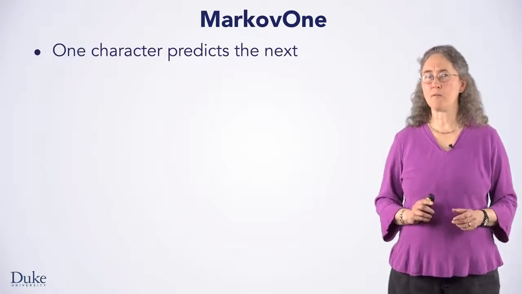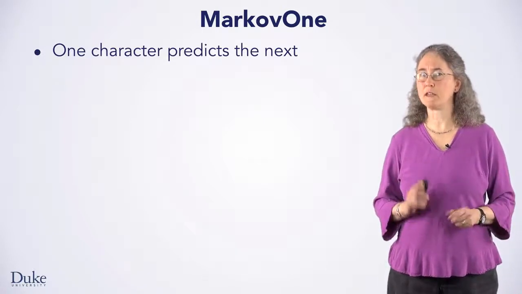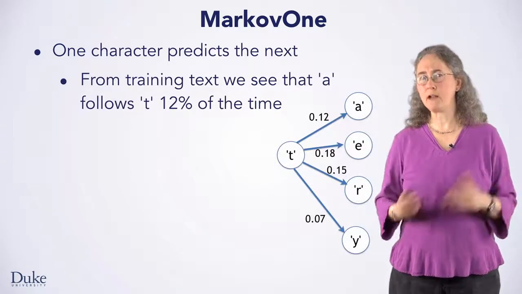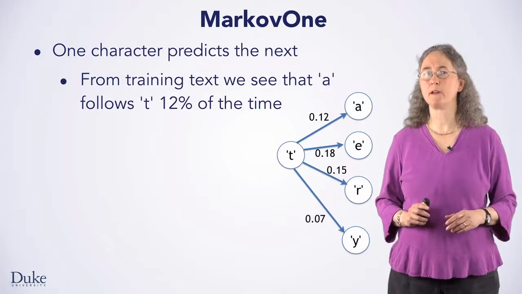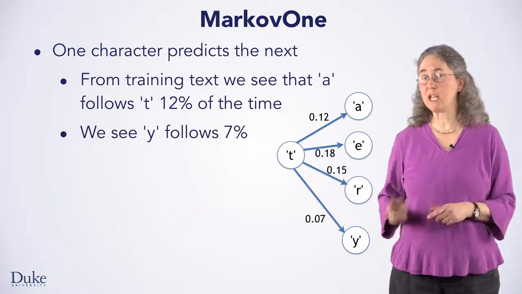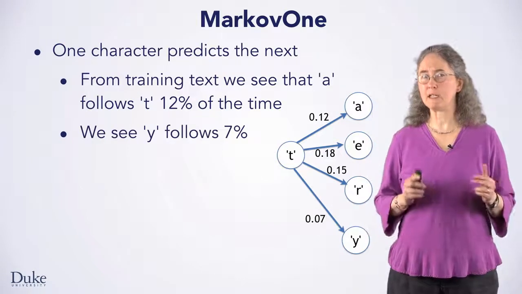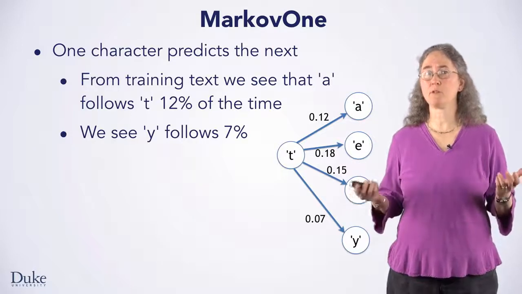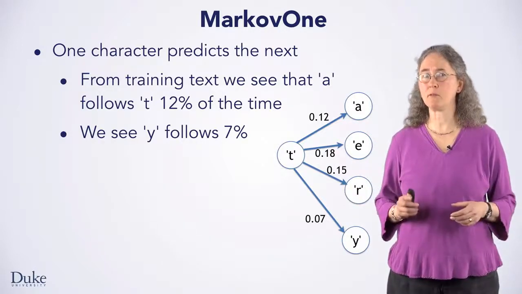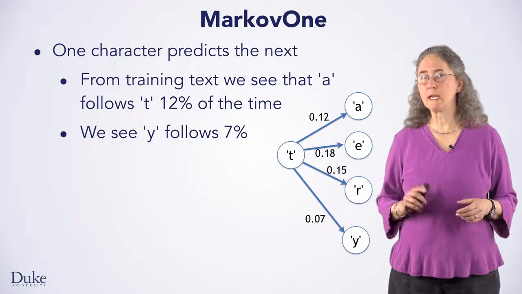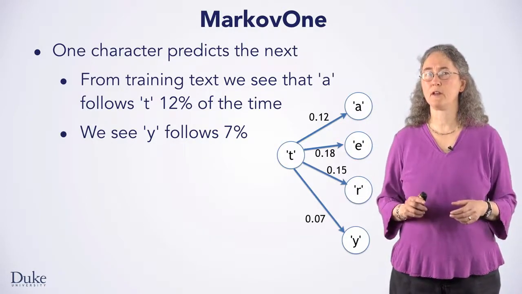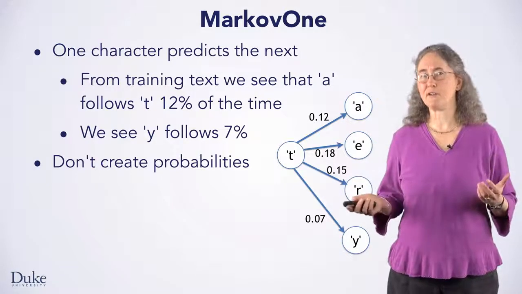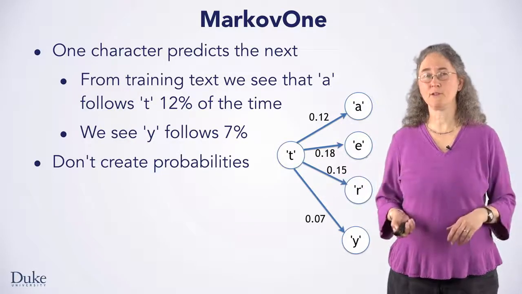In an order 1 Markov model, one character is used to predict the next character at random. In this diagram, we see that the letter A follows the letter T 12% of the time, but the letter Y follows 7% of the time. This means if we generate a T, then we're more likely to pick an E than an R next, and both of those are more likely than picking an A, according to the probabilities shown in the diagram. The training data is used to create these probabilities, but we don't actually create the probabilities, which would be possible, but more difficult and unnecessary compared to the method you'll use.